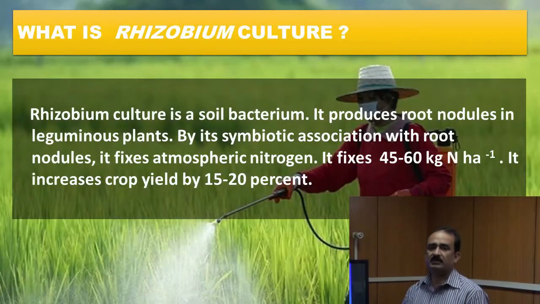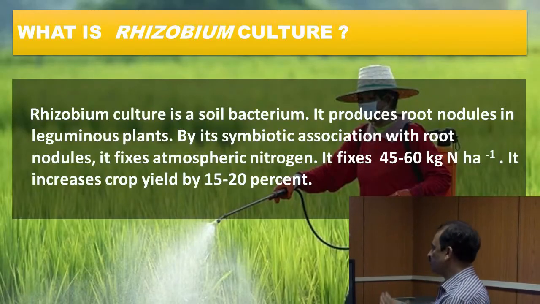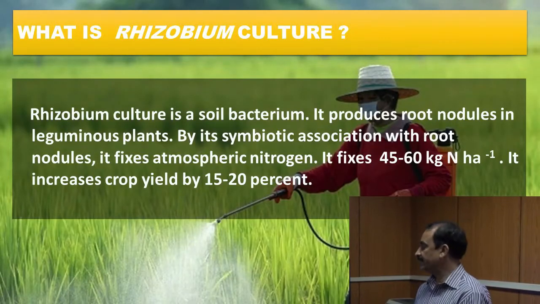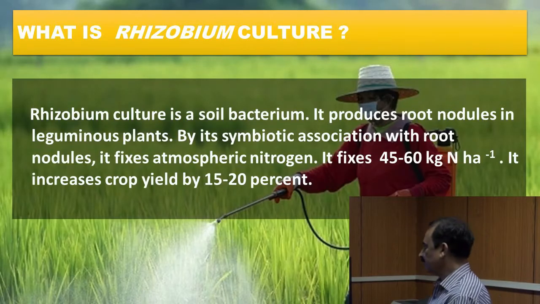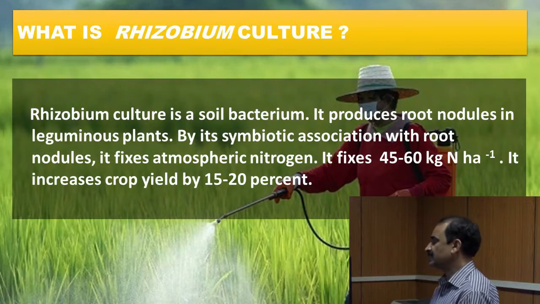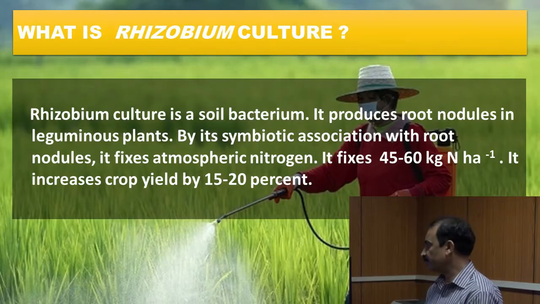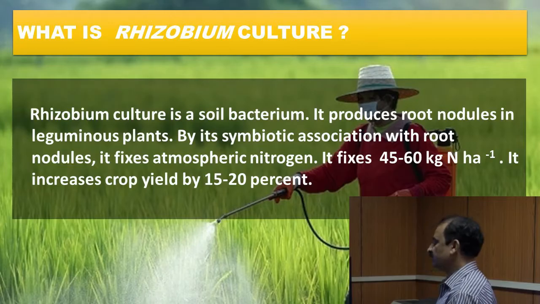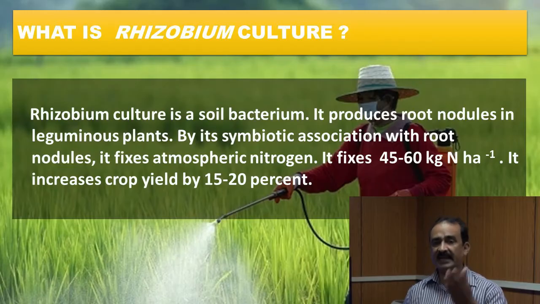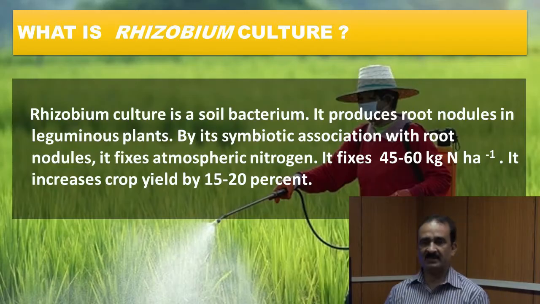First, then come to the biofertilizer, rhizobium culture. What is the rhizobium culture? It is a soil bacterium, it produces root nodules in leguminous crops as well as some oilseed crops. Some oilseed, not all crops, like soybean and groundnut only. It is a symbiotic association with root nodules. It fixes atmospheric nitrogen about 45 to 60 kg per hectare as per literature, but on an average in the farmer's field, you can save 40 to 45% nitrogenous fertilizer.